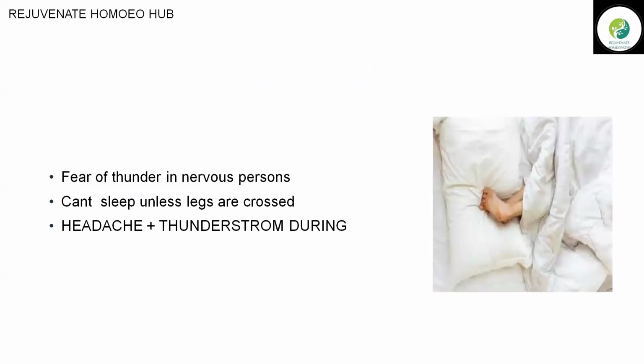Fear of thunder in nervous persons. If you get such a patient, you need to confirm phosphorus. Phosphorus has fear of thunderstorms. Carcinosin and sepia have love for thunderstorms. These you remember. If they have fear of thunderstorm, phosphorus along with rhododendron. If they love thunderstorms, carcinosin and sepia.